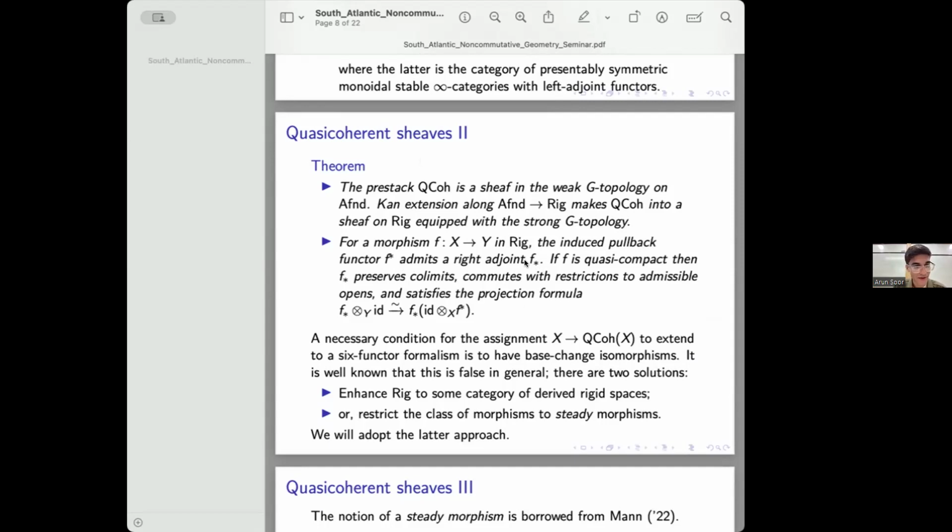Is the weak G topology equivalent to the homotopy Zariski topology? I mean, it is definitely coarser than the weak G topology. I think there might be some result of Kremnitzer and Ben-Bassat which says that the weak G topology is equivalent to the homotopy Zariski topology. I think. So you can read it in that paper from 2017. I can't remember the title off the top of my head.